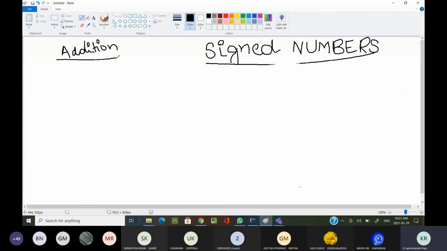We are doing problems for ones complement representation as well as twos complement representation. Now, here we are concentrating on signed numbers. Here the sign plays a very important role. Now, I am taking small numbers, plus 5 plus plus 2. Perform addition by using twos complement.